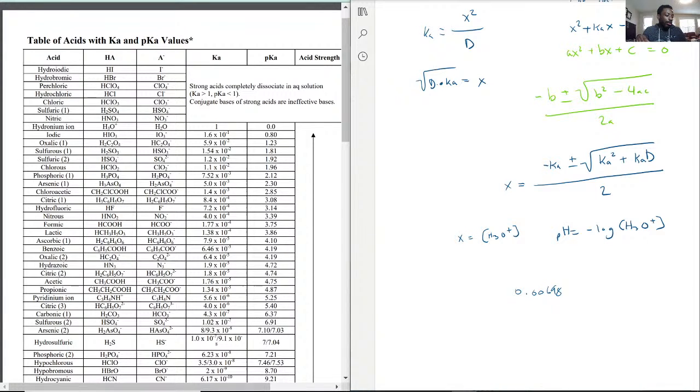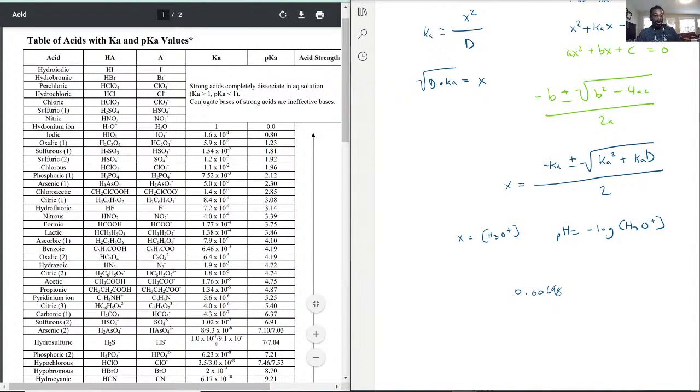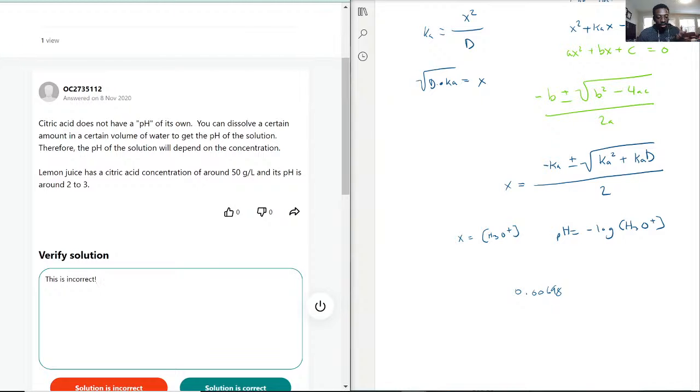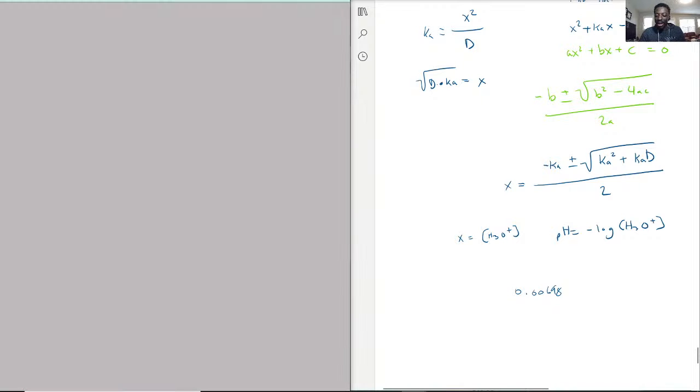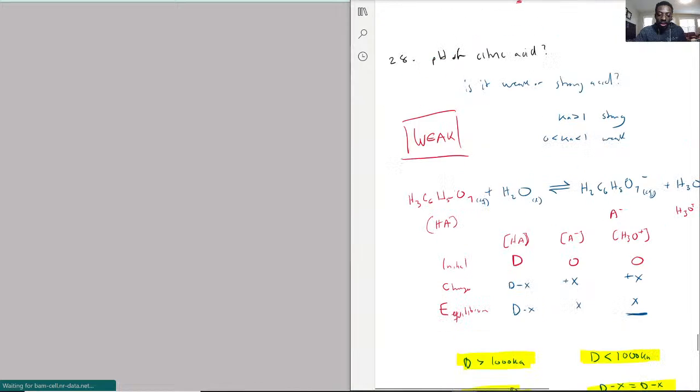So using that 0.0698, we're gonna do the negative log of that. We get 2.15 as a pH. Funny enough, this is correct. Its pH is around 2 to 3, but still, this is incorrect because they really missed out on every step you need to take to actually be able to solve it. So that was question 28.